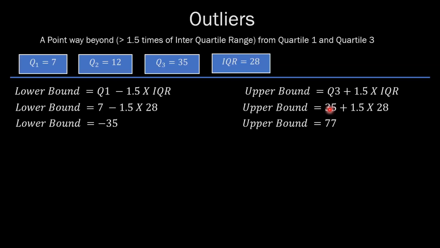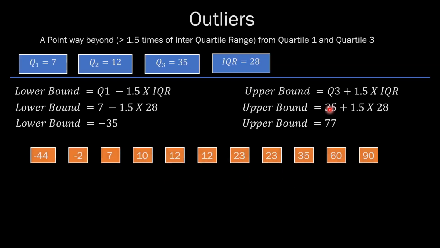We have found them. Now let's get back to our data set and mark these two values. One comes somewhere here, minus 35. The second one, upper bound, comes somewhere here, which is 77. Any value beyond this, like lesser than minus 35 and more than 77 for this particular data set, which is minus 44 and plus 90, are outliers for this particular data set.